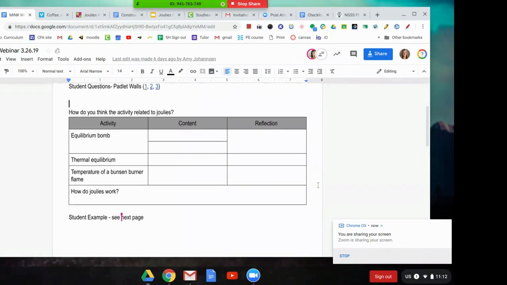So why don't you talk about that? Yeah, so I wanted them to keep track of their thinking and how their thinking was changing related to the content after the activity. So I made this document and shared it with them, and they made their own document.